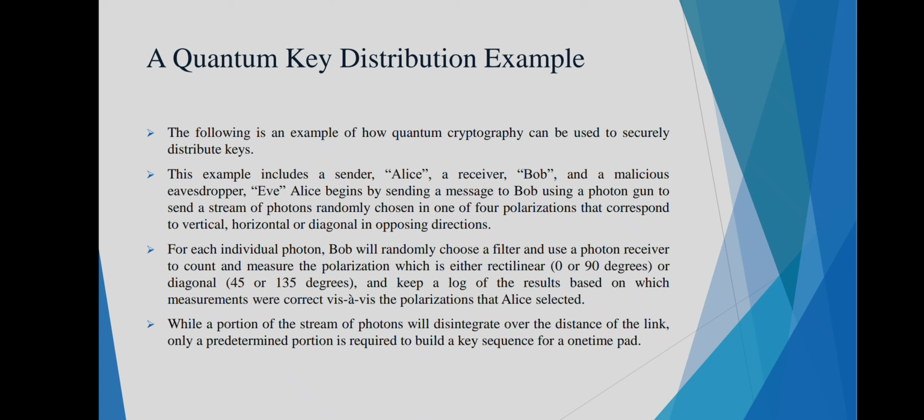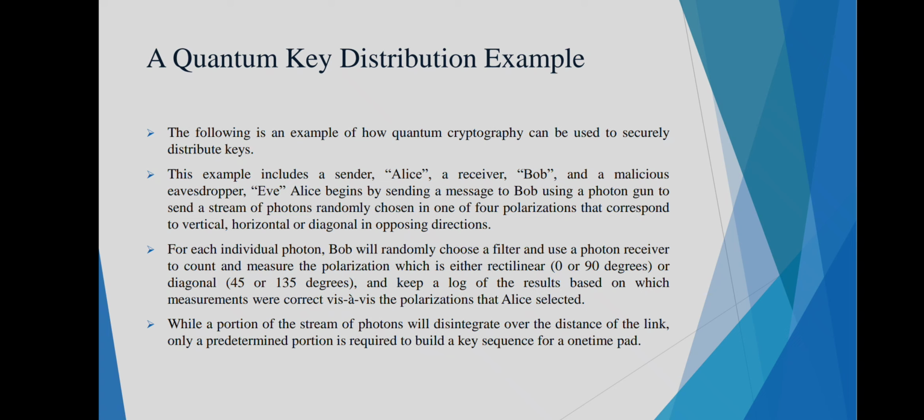A quantum key distribution example. We can look at an example. This example includes a sender Alice, a receiver Bob, and a malicious eavesdropper Eve. Alice begins by sending a message to Bob using a photon gun to send a stream of photons randomly chosen in one of four polarizations that correspond to vertical, horizontal, or diagonal in opposing directions.